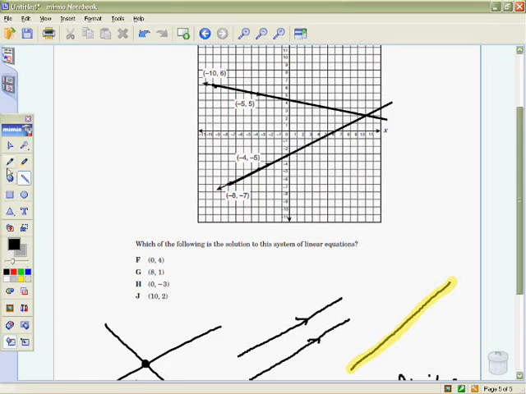So if my lines are straight, that tells me my solution is right here at the point (10, 2). J. You will see this question being asked in different ways, and there are many different ways to solve it. This one was fairly simple: connecting the lines together and finding the solution on the coordinate plane.